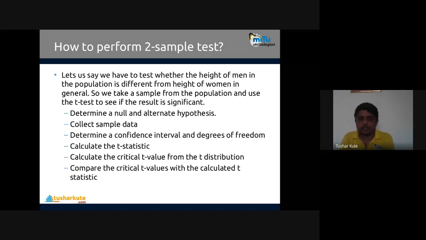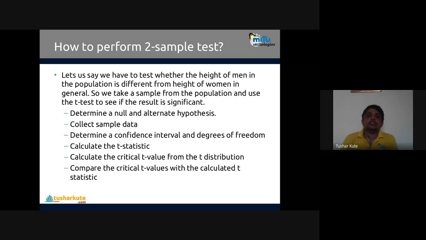We'll see how it's calculated, and then we'll check whether the hypothesis that we are putting is proved or not. Let us say we have to test whether the height of men in the population is different from the height of women in general. Is it different? So we take a sample from the population and use a test to see whether the results are significant or not. Now it is two sample. We are comparing samples of two, so men and women. I want to test it. So two different samples I want to check. So I'll be taking the data from a sample of men and a sample of women.